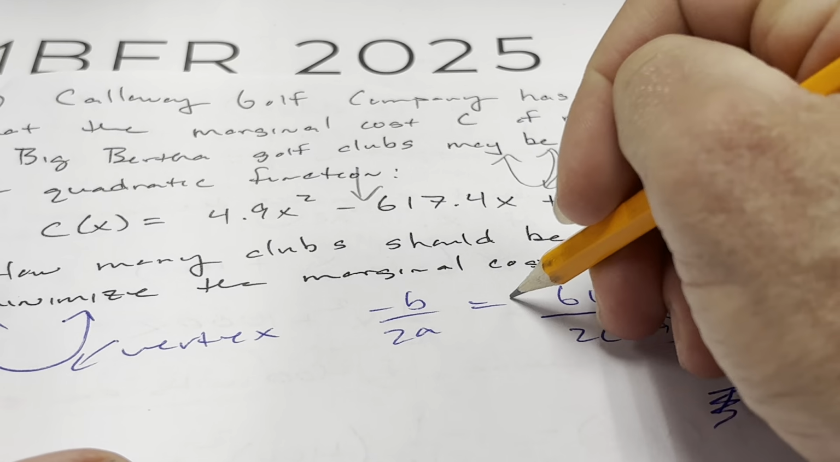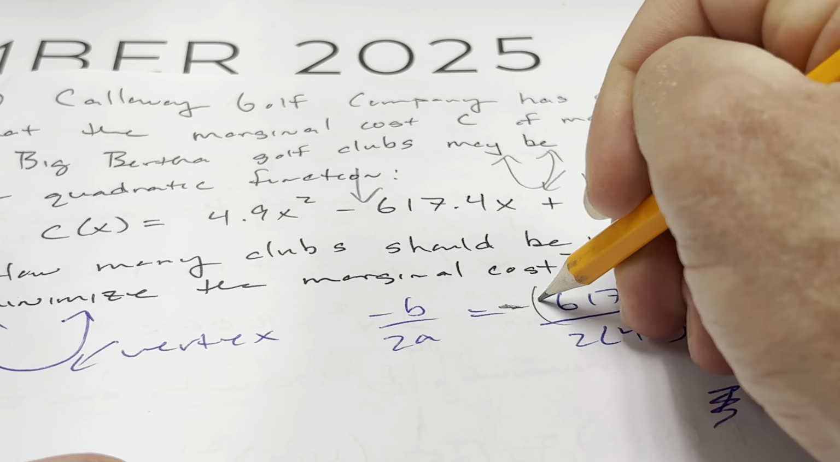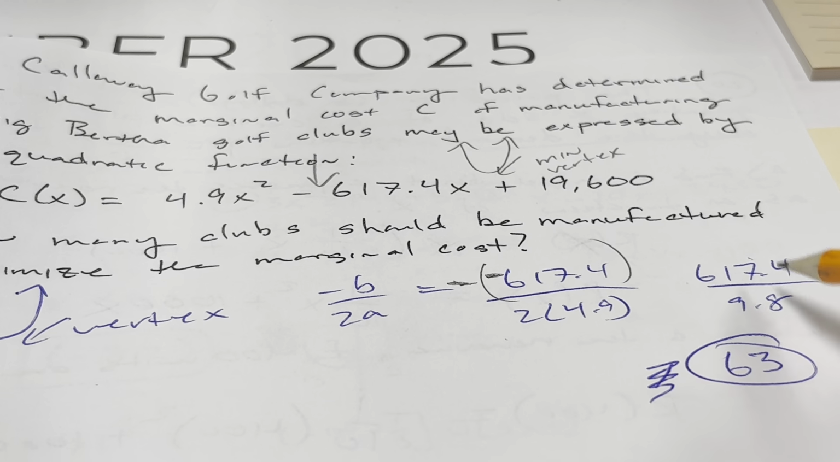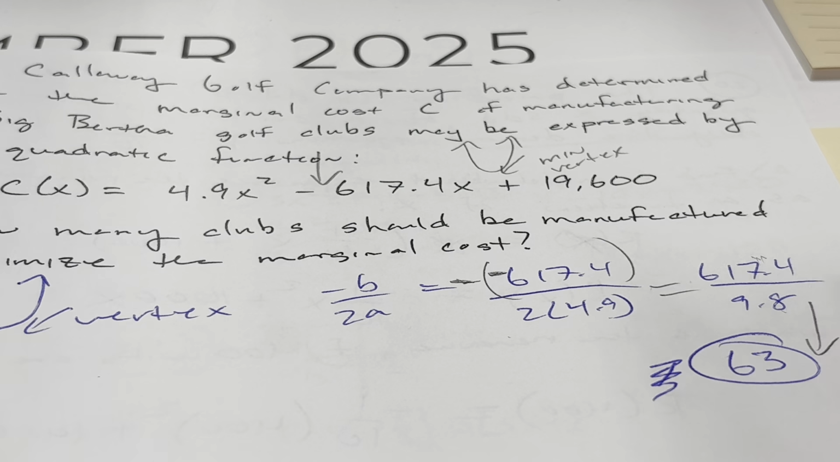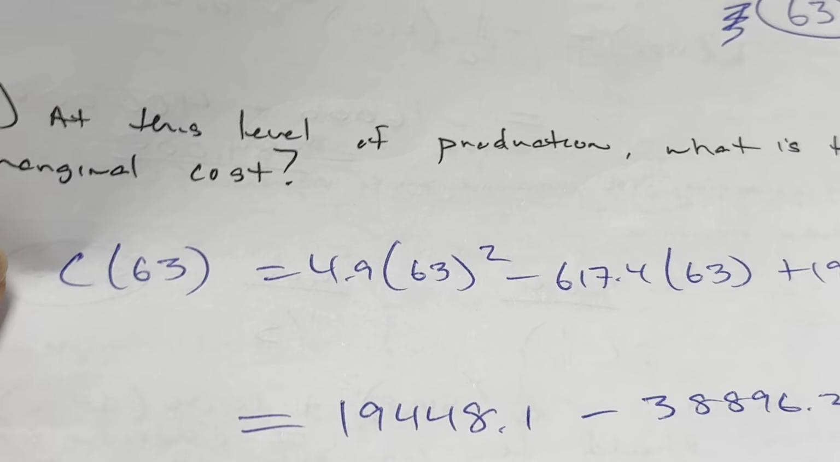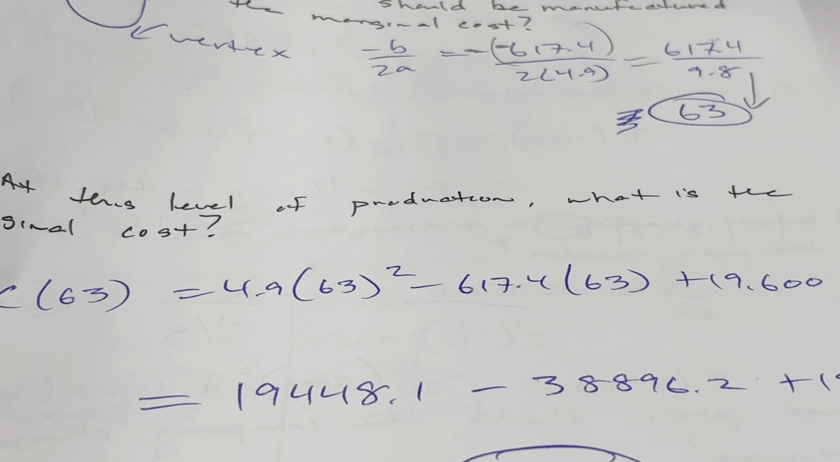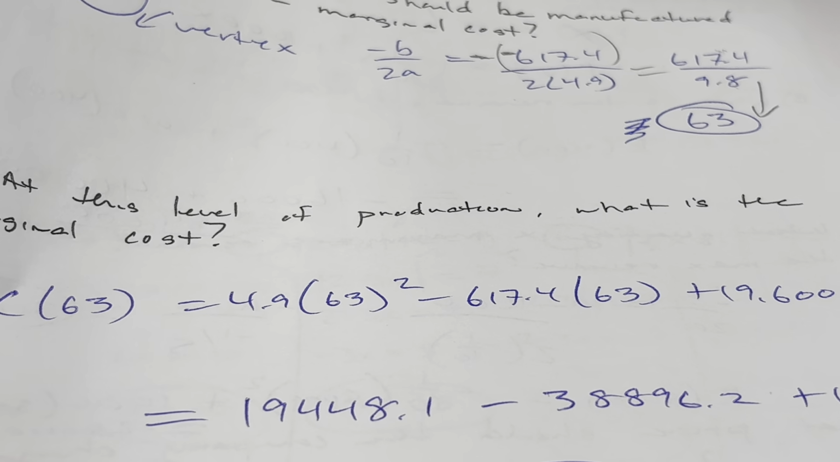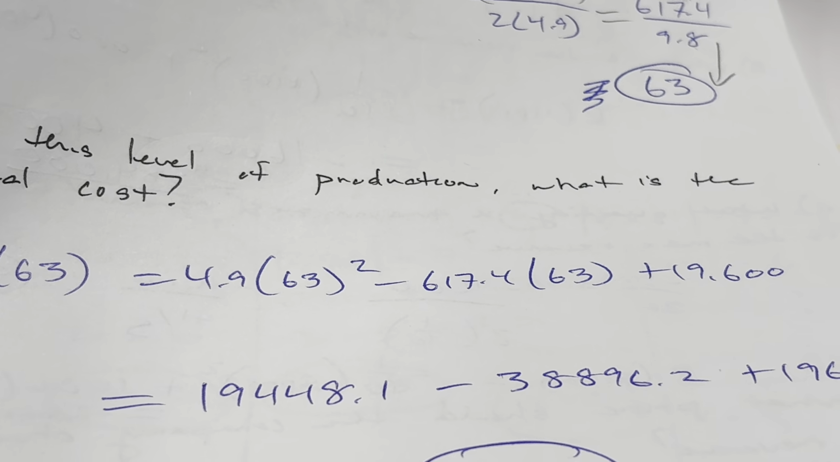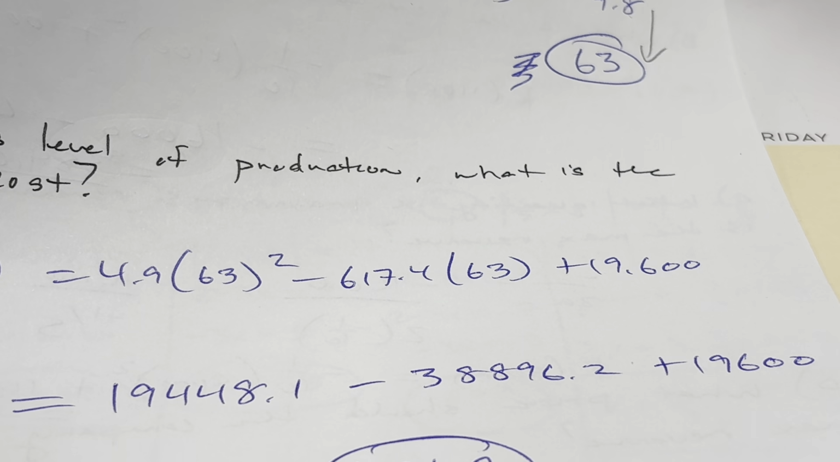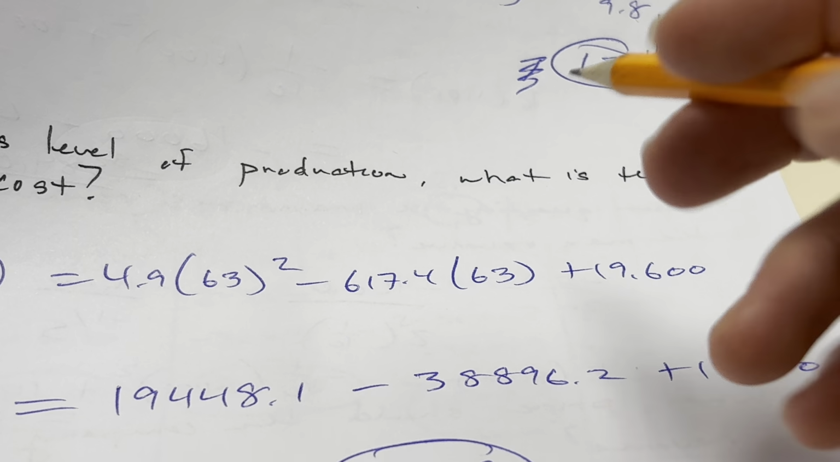That's B. So, all right, it's the opposite of a negative 617.4 all over 2A. I divide, I get 63. All right, 63 clubs. And then what's the marginal cost? All right, so plug 63 in. What is the actual cost? C of 63 is 4.9 times 63 squared minus 617.4 times 63 plus 19,600. Anyway, there it is.